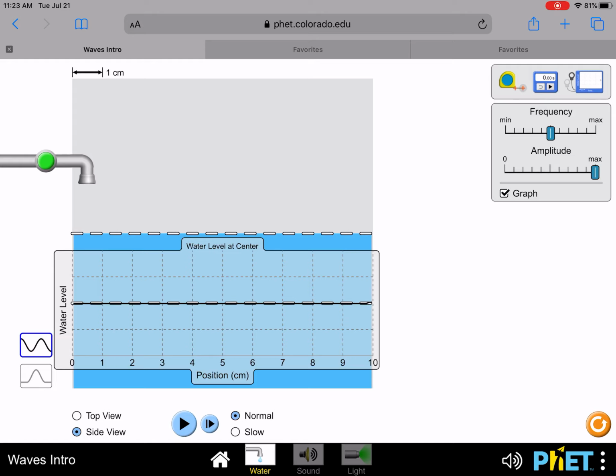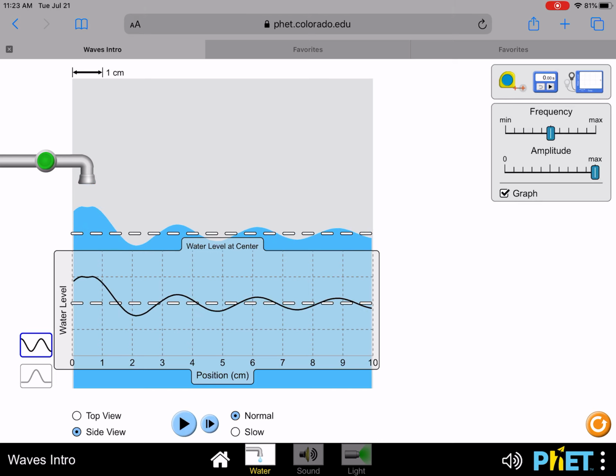Hey folks, what we're going to do today is take a look at speed, which is distance over time. So let's figure out this wave that we've got here. I have a particular situation where I can drop water down, and as the water drops down, it makes a water wave. And you can see that water wave moving left to right.